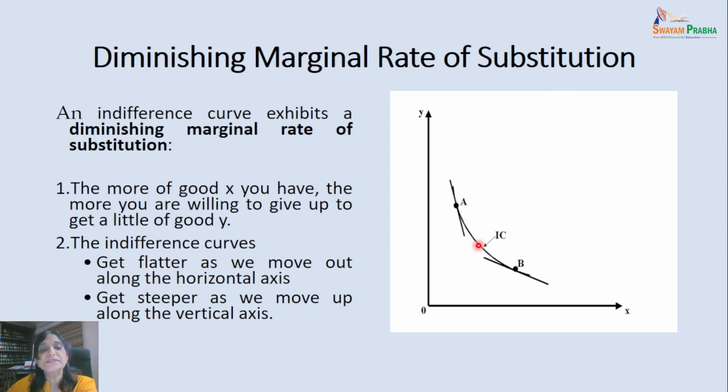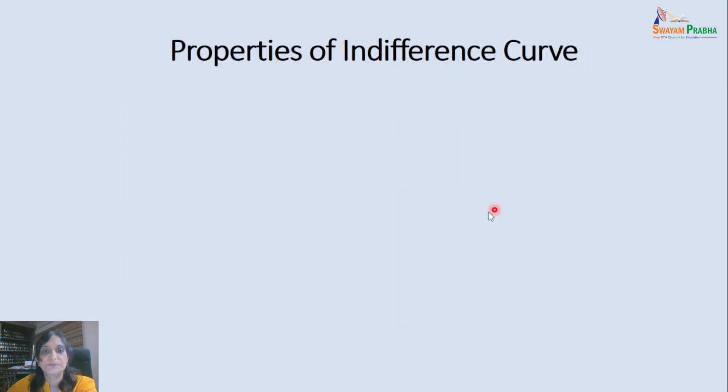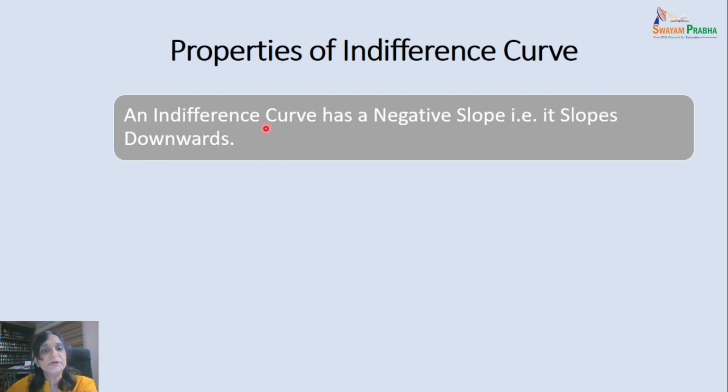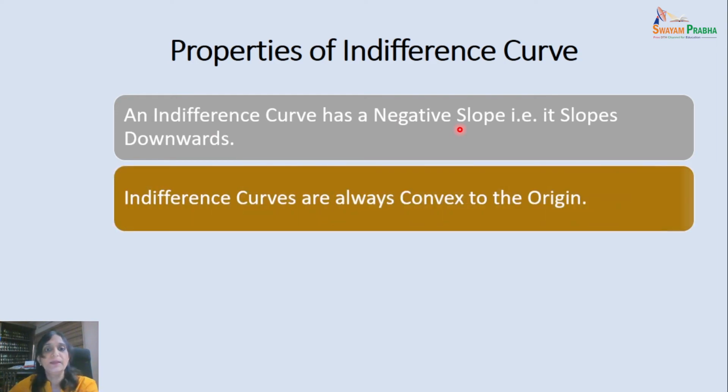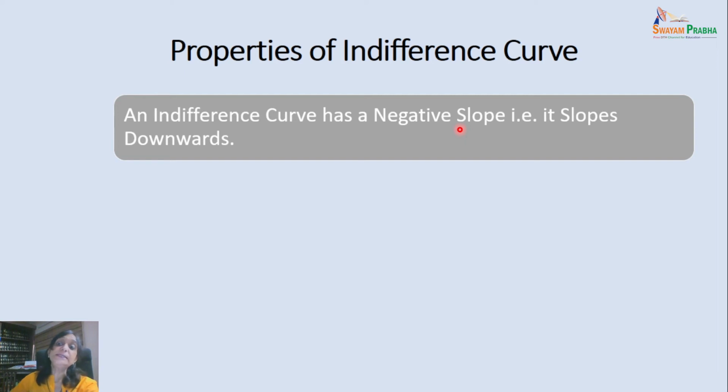Therefore, indifference curves are flatter as we move towards the horizontal axis and they become steeper as we move towards the vertical axis. Now let us understand the various properties of indifference curves. First, indifference curves have a negative slope, that is, they slope downwards. You must have seen the curve was downward sloping. Why downward sloping? It shows that in order to take more of one, you have to give up some amount of the other. You cannot have more of both. So if your x is increasing, your y has to decline.